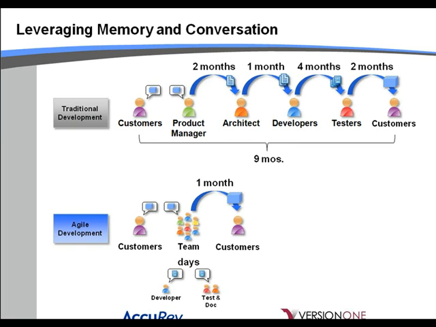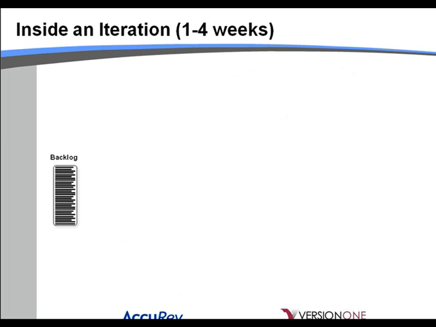Okay, so let's take a closer look at what happens inside an iteration from an Agile perspective. I'm not going to compare and contrast this with a full traditional model, but as I go through it, for each step, compare it to traditional development. So first off, you have a backlog in Agile development.